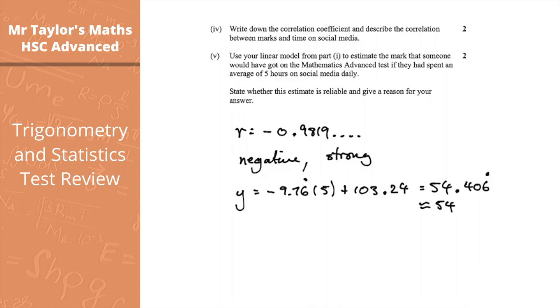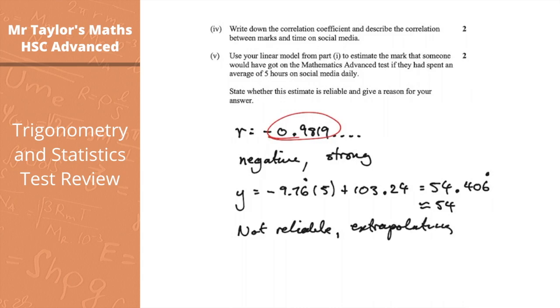Now, is this estimate reliable, and give a reason? And I think we just have to say that it's not reliable. And the reason for that is even though our correlation was very strong, we are extrapolating. We are outside our data that we've input there. Our data went from, let me just double check, 1.3 to 3.7, and we're picking a value of 5. So 5 is extrapolating, so it's not going to be a very reliable estimate.